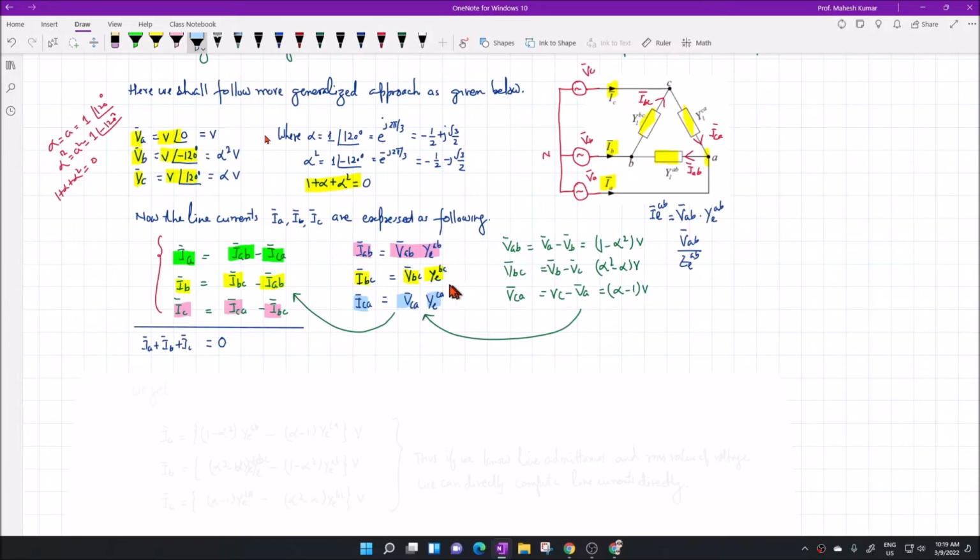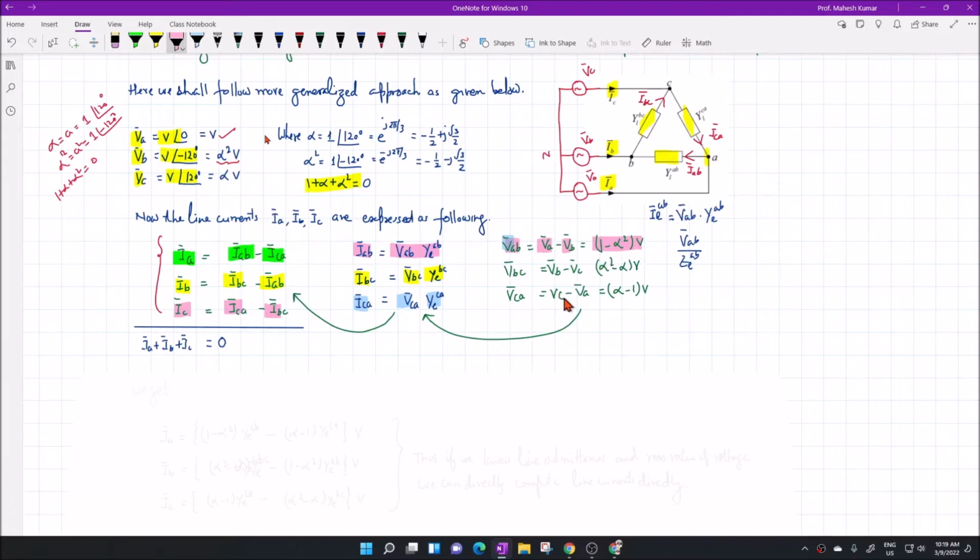Now we substitute the value of VAB. VAB is nothing but VA minus VB. Am I correct? VA is simply V because V is the reference phasor, as you can see from this equation. And VB is nothing but V alpha square because this is minus 120 degree. Therefore, VAB becomes V times 1 minus alpha square.